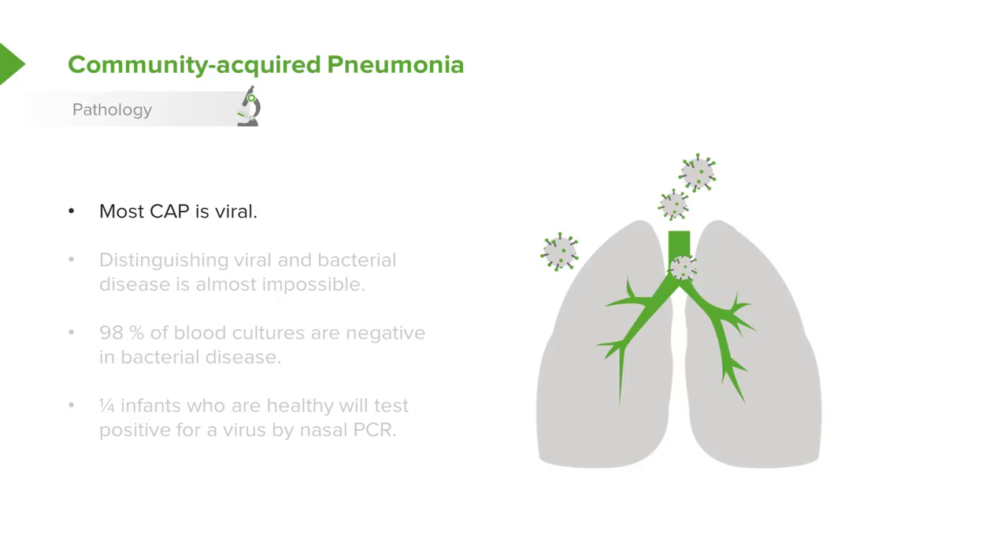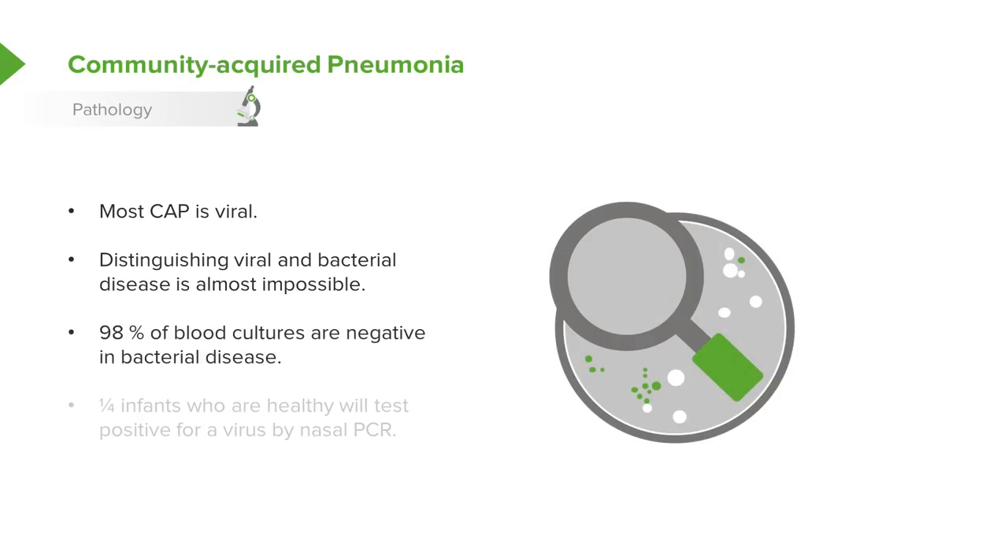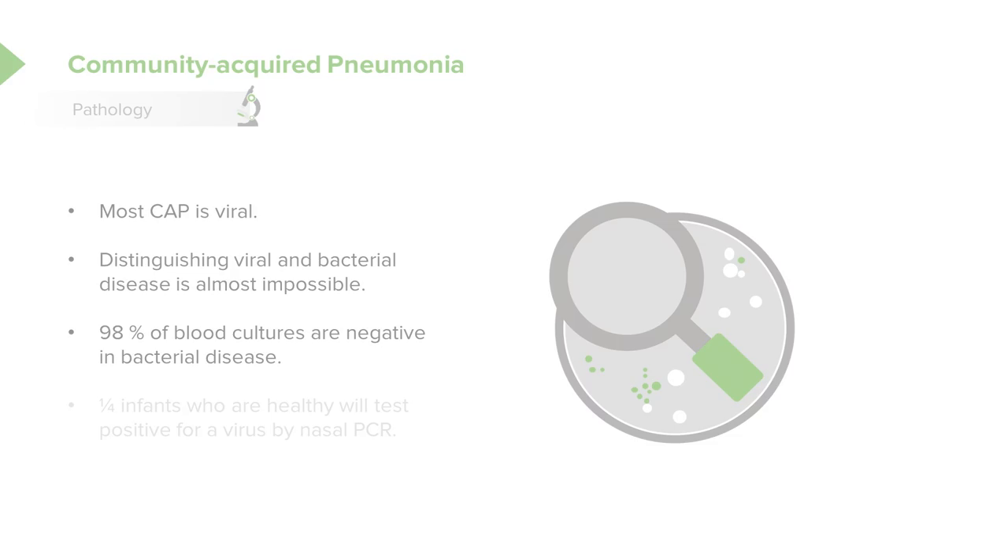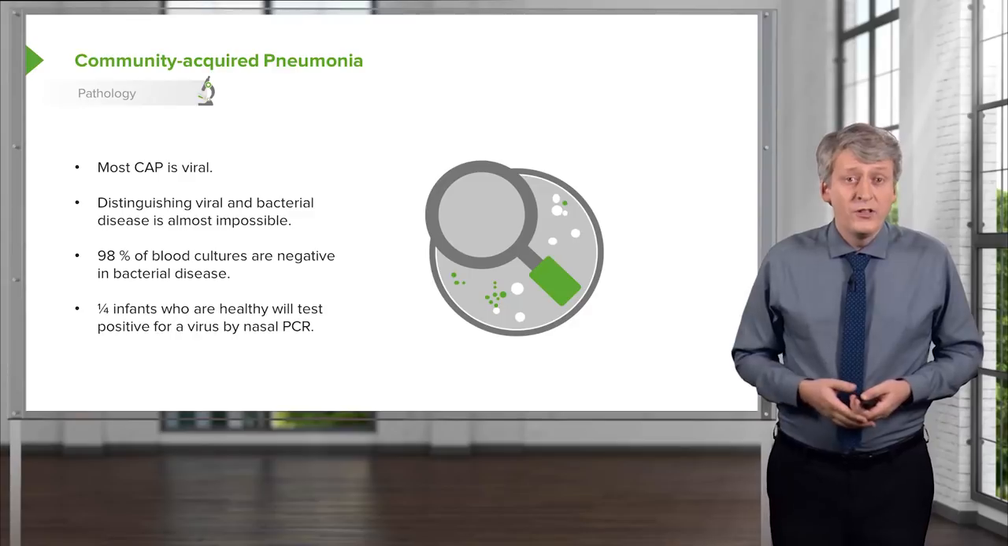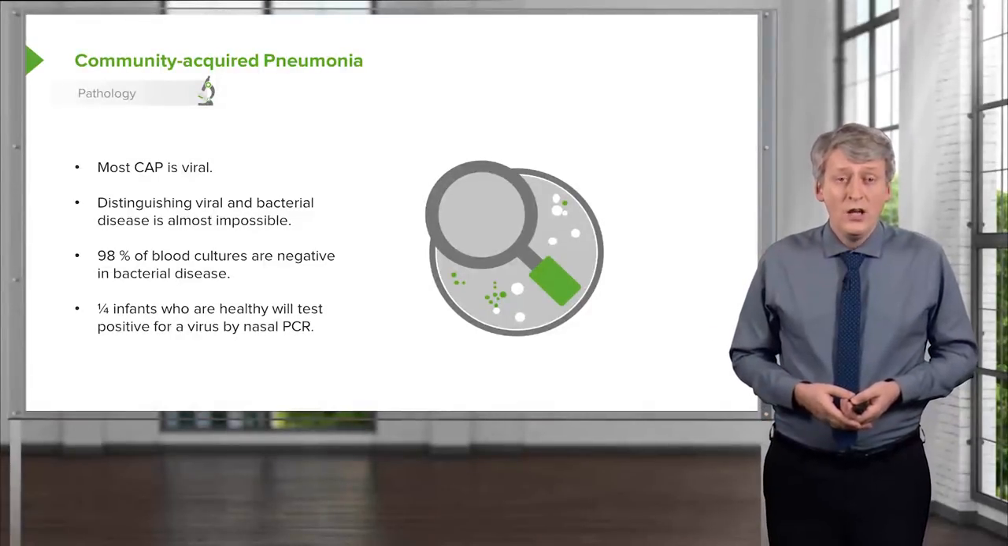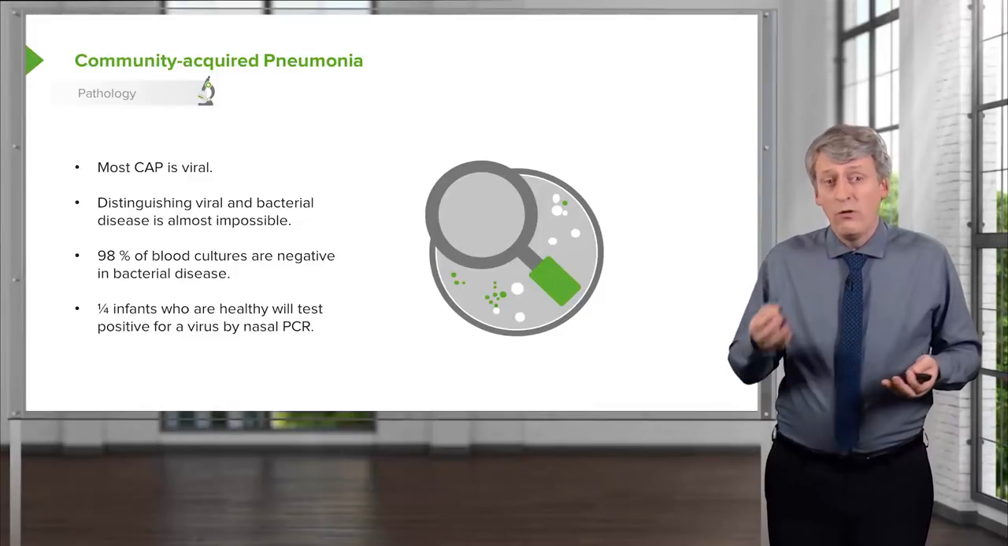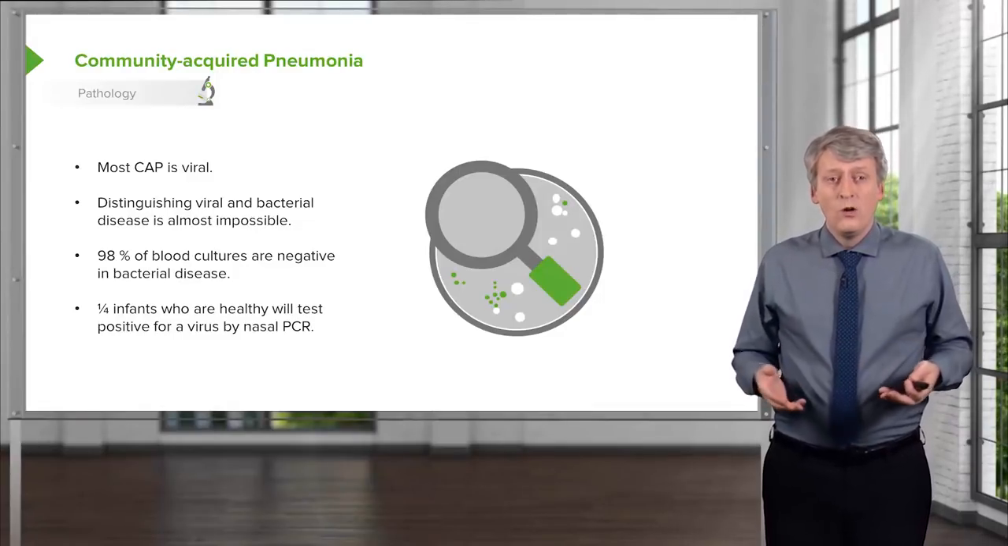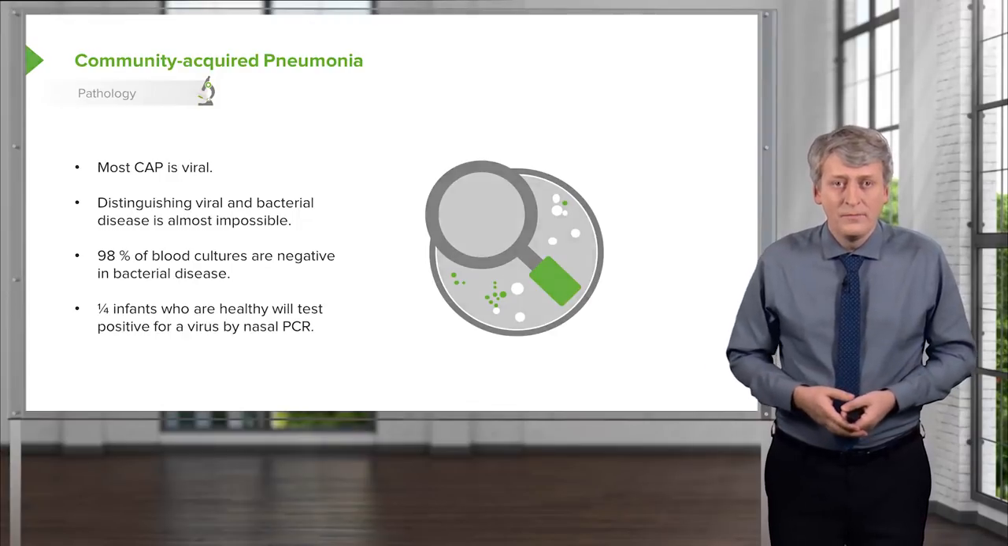Most community-acquired pneumonia is viral. It's not usually caused by a bacteria. But distinguishing between viral and bacterial disease is almost impossible. 98% of blood cultures in children who we suspect of having bacterial disease are in fact negative. And a quarter of infants who are healthy will test positive for a virus by nasal PCR, which means that if we use a viral nasal PCR as a test, we're going to get a lot of false positives.